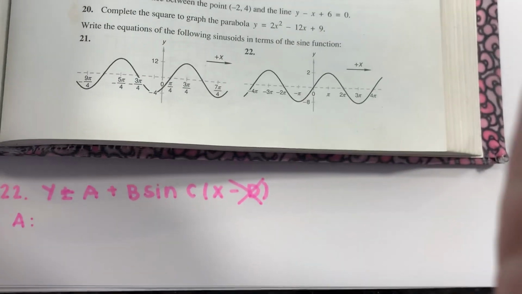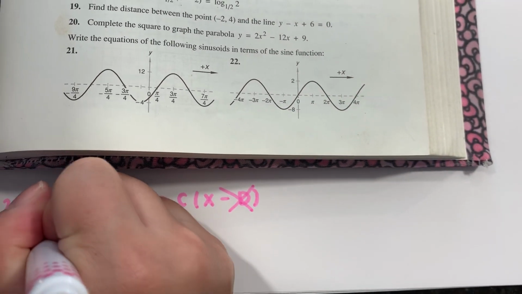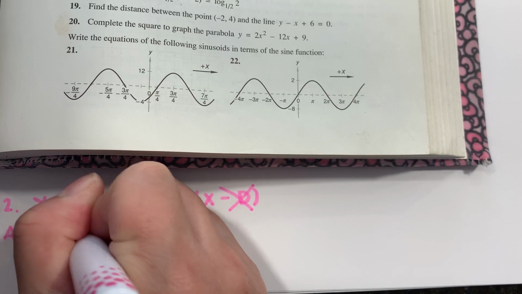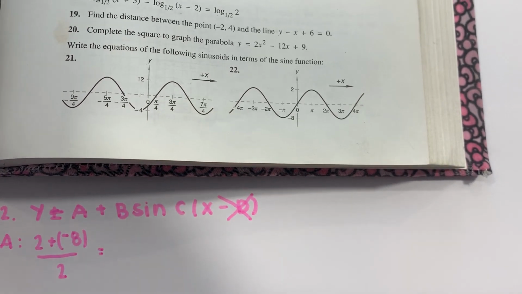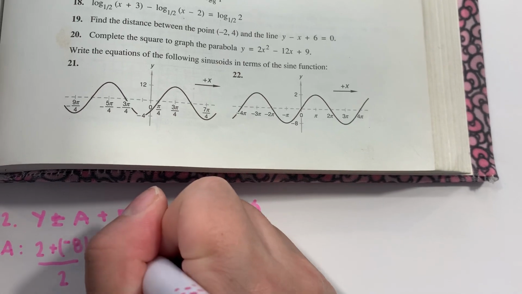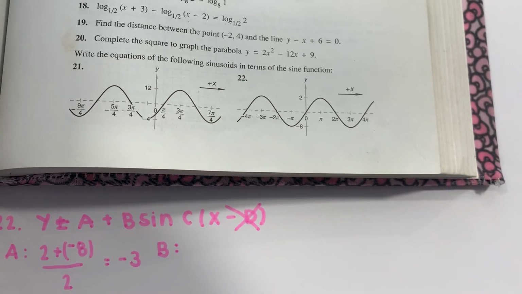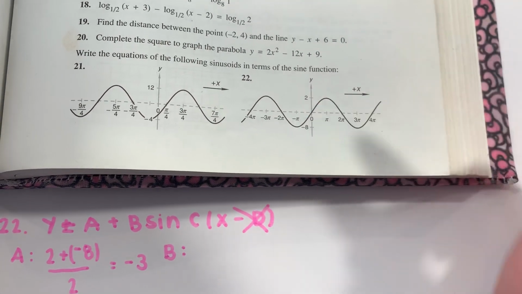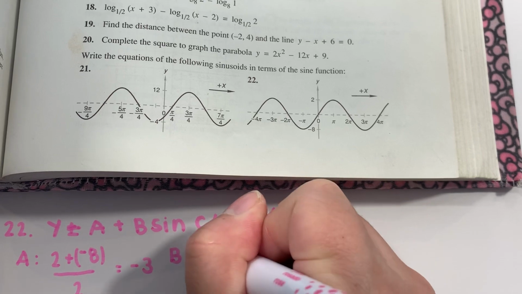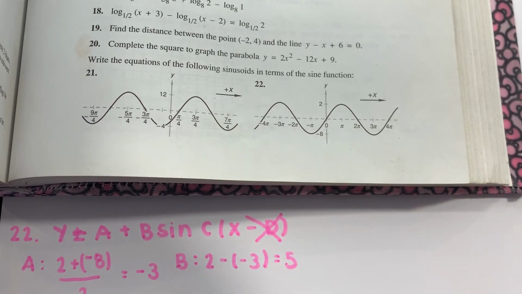is going to be the midpoint between 2 and -8. So 2 plus -8 divided by 2. So -6 divided by 2 would be -3. B is the amplitude, so it's going to be the distance between the top and this line that I just got, which is -3. So it'd be 2 minus -3, which gives us 5.